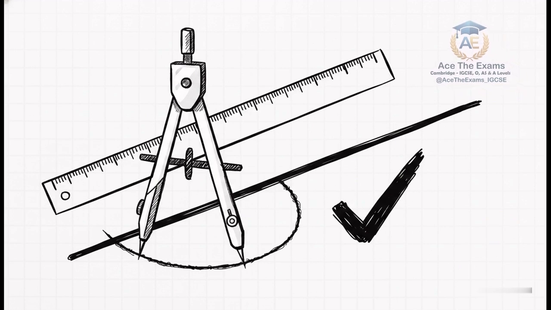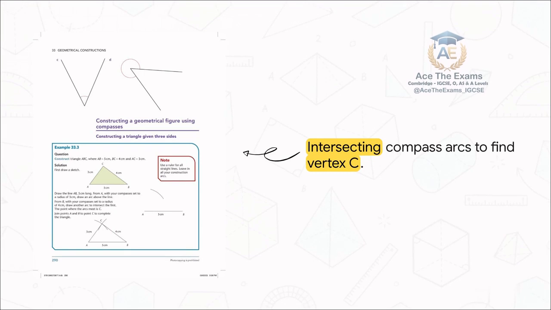Those arcs are your evidence. They are the mathematical proof that you actually constructed the shape rather than just sketching it. Without them, you get 0 marks. Let's break down the mechanics.